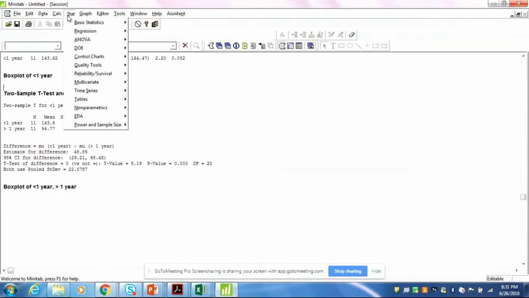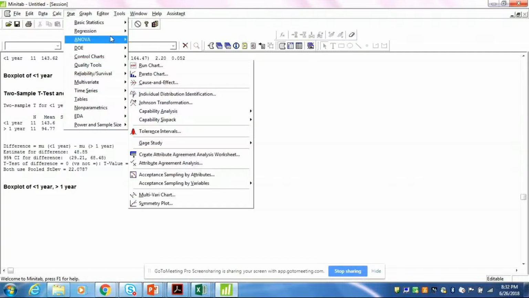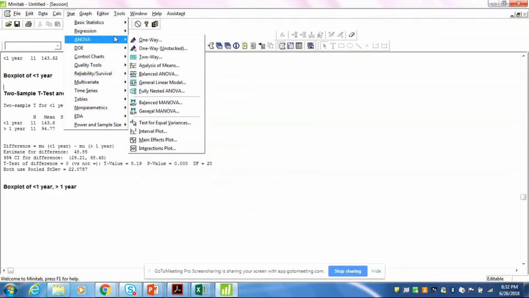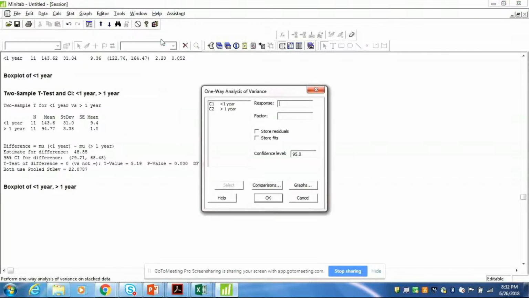So the path is same. Stats, basic statistics. Somewhere there would be... Oh, sorry. It's going to be in quality tools. Stats, ANOVA, one way. Do you get something like this? Response and factor? It's similar, but you have the drop down? I got a drop down. Yeah, see, response, that's the latest version, right?